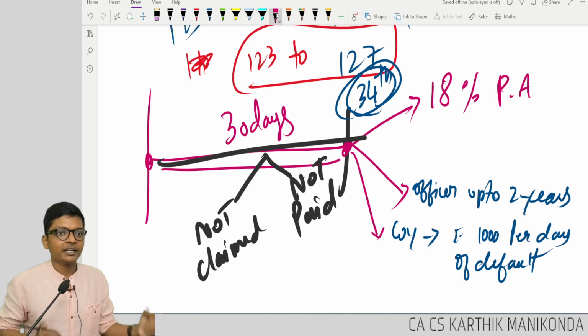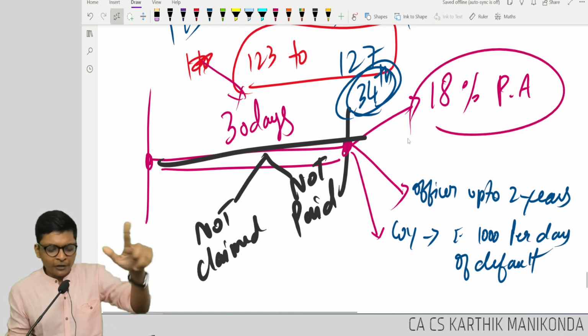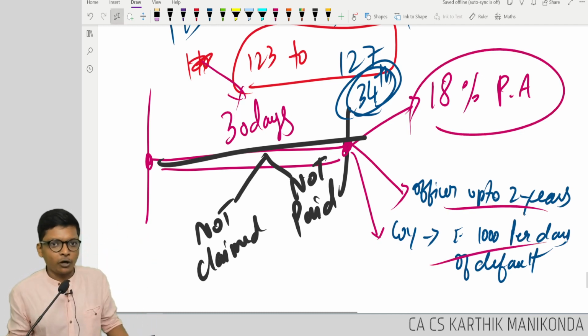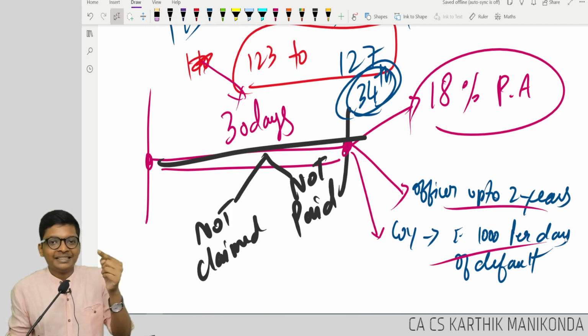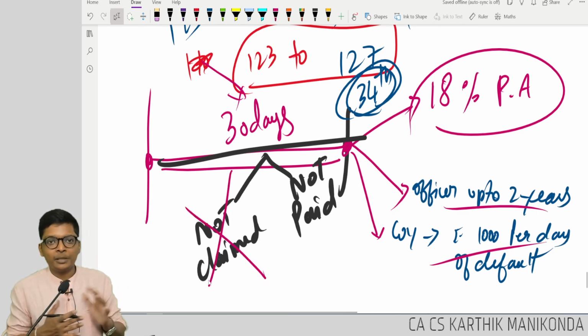Hey, where is my dividend? He's coming to the company and saying, pay me 18% interest. Put this fellow in jail. Give me 1,000 rupees per day default. Will I pay? Why? Whose fault? Dinesh's fault. So not claimed means this section is not applicable. When is it applicable?